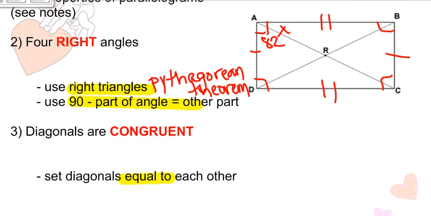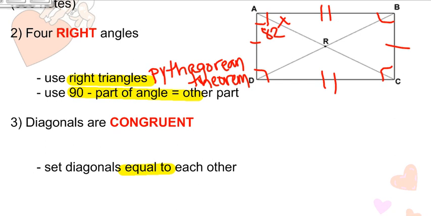The other quality we have is that diagonals are going to be congruent. That means the entire diagonal itself is congruent. So if I highlight this diagonal and this one, they're going to actually be equal to one another. So their parts are equal.